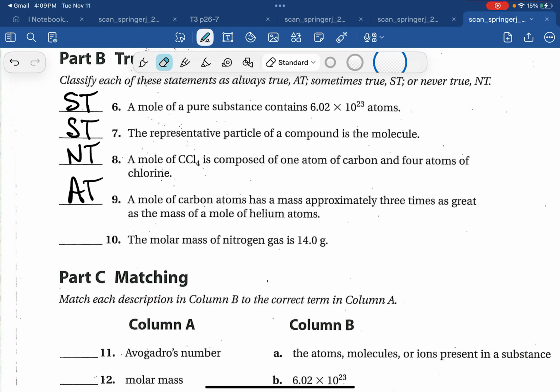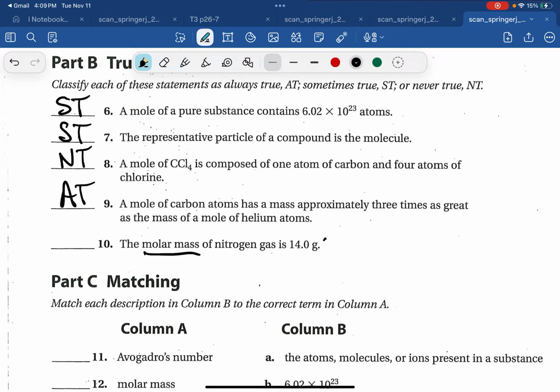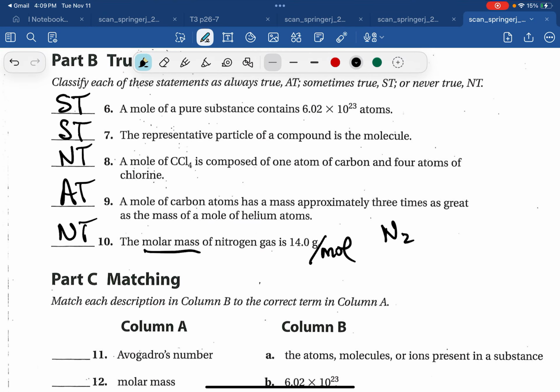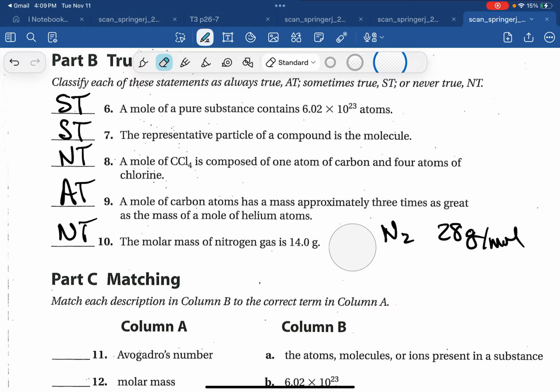And then the molar mass of nitrogen gas is 14.0 grams. Now, at first blush again, that looks like that should be true. But if it's molar mass, that would be grams per mole. Then it would be true. Oh, wait, that's not even the only reason it's not true. Nitrogen gas is N2, right? Because nitrogen is diatomic. So it would be 28 grams per mole. So no, that's never true. No matter for which reason we decide, that's not true.